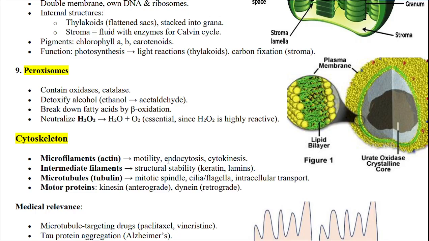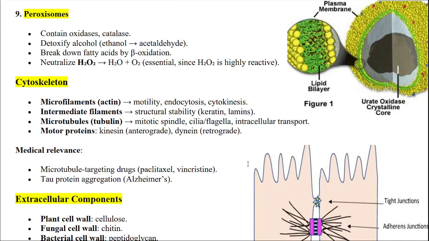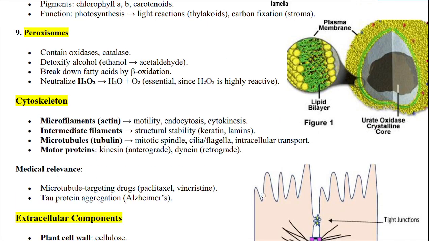Actin filaments are really dynamic. They assemble and disassemble rapidly. They're crucial for cell shape changes, muscle contraction along with myosin, cell crawling, forming those microvilli we talked about, and pinching the cell in two during cell division, a process called cytokinesis.